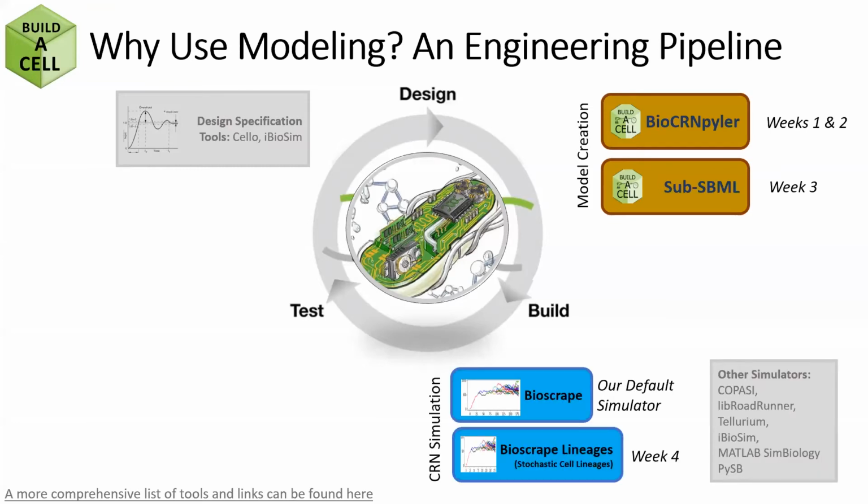Once you have a model, you have to test that model. And part of the model building process also requires you to simulate the model. And so we're going to be using the bioscrape simulator, which comes out of the Murray lab, as our default simulator. And in week 4, we'll talk about stochastic simulation using bioscrape lineages. There are many other simulators out there. I've given you a list here. And if you follow the link on the bottom, there are many more simulators you can use.